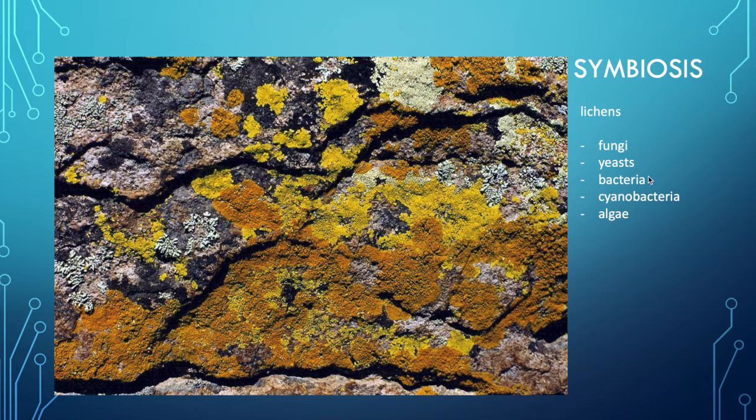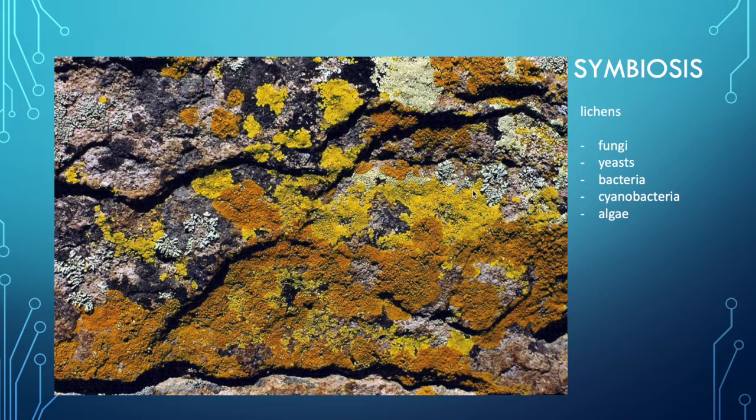But also there are several bacteria and cyanobacteria. These are photosynthetic bacteria, and algae also photosynthesize. So as these come together, they form this wonderful structure we call lichens, and the photosynthetic organisms, the cyanobacteria and algae, either of those or one of those, can be present in this symbiosis depending on the species.